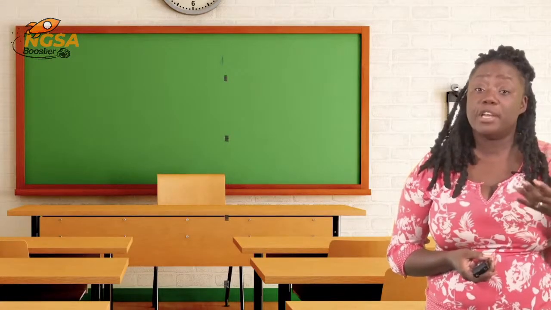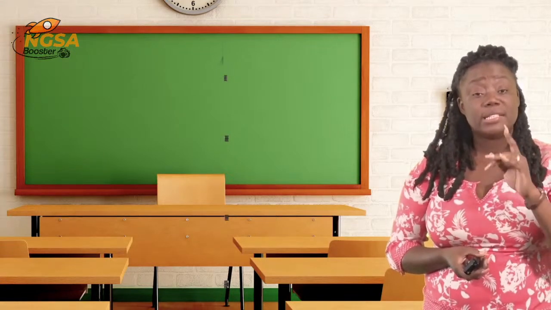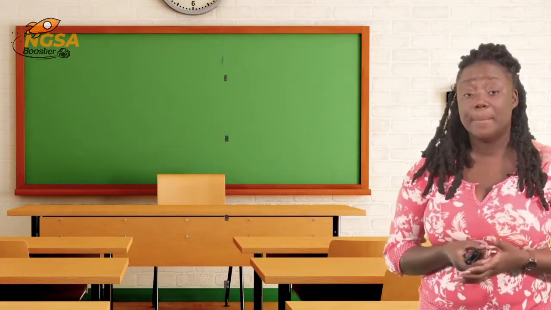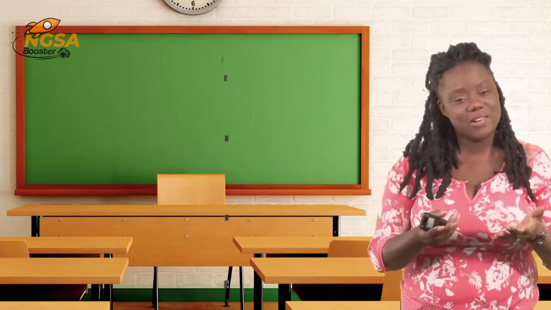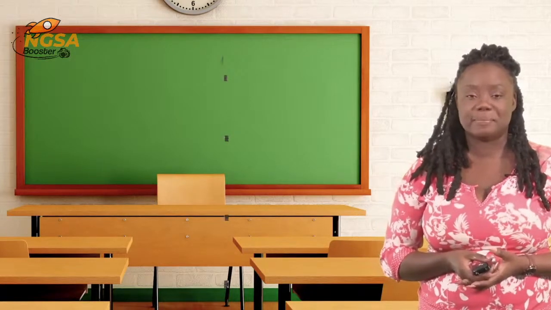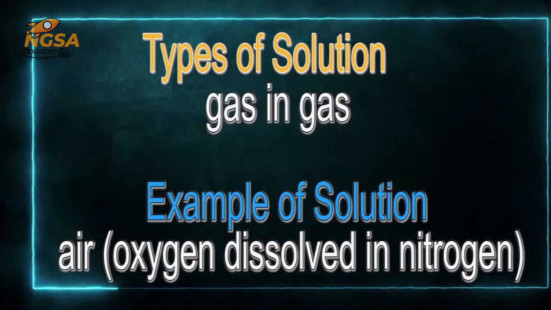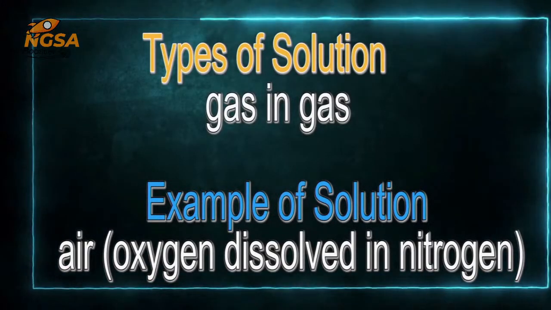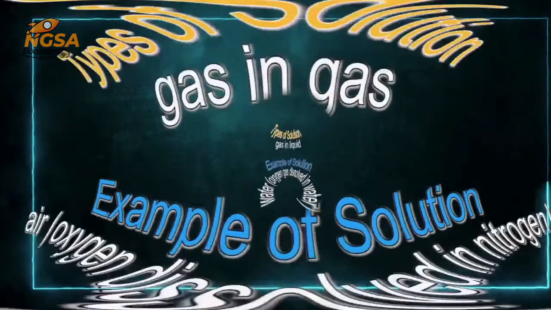Water is a very common solvent. However, some substances do not dissolve in water, but they dissolve in other substances. Let's look at a few examples. Gas in gas, that's a solution. An example of that is air. Oxygen dissolved in nitrogen gives us air.